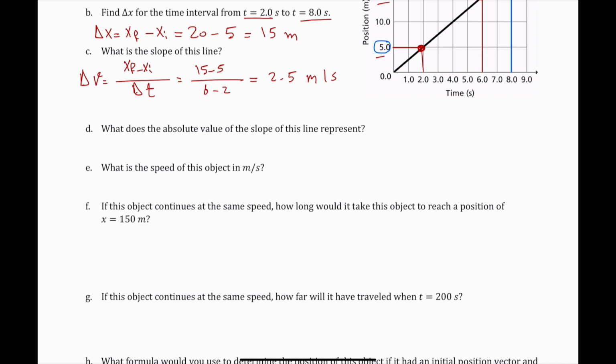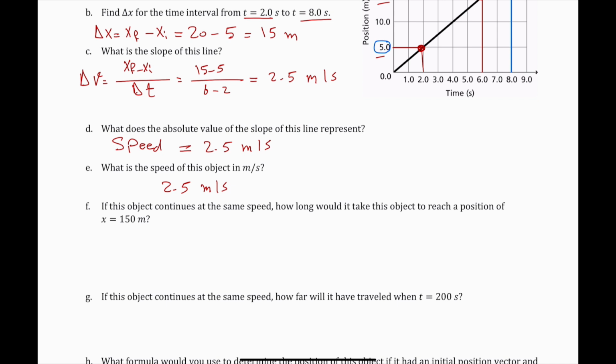D. What does the absolute value of the slope of this line represent? It's the speed, and it will be equal to 2.5 meter per second. E. What is the speed of the object in meter per second? Okay, 2.5.